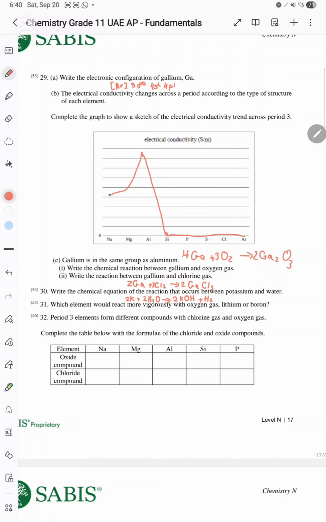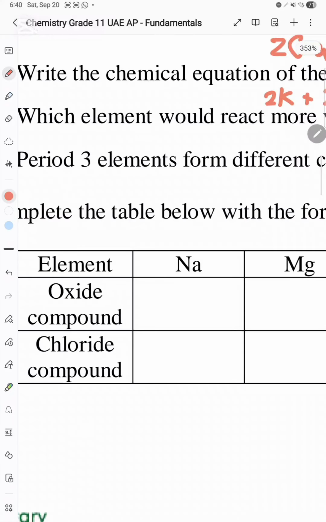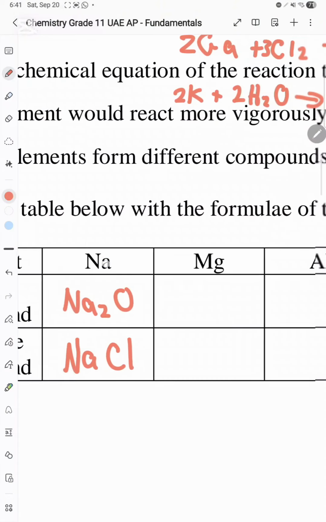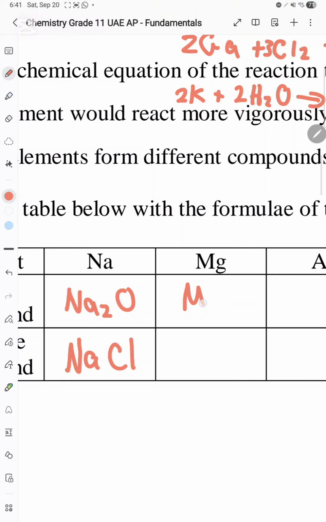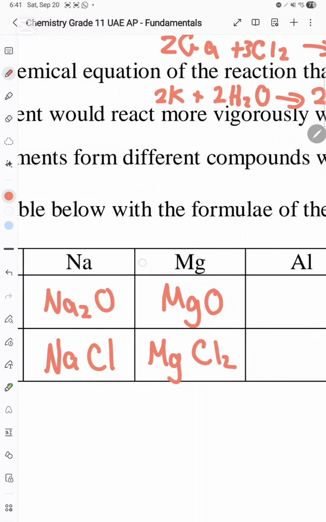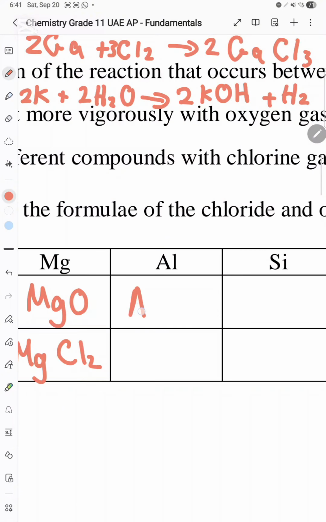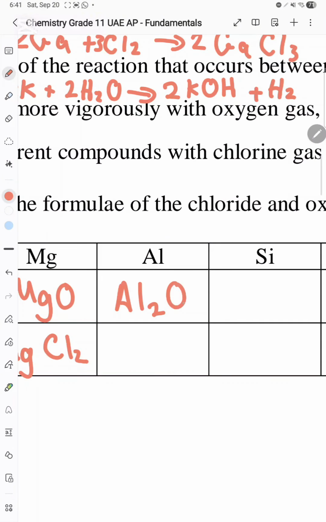Now 32, complete the table. The oxide is Na2O because O is 2- and Na is Na+. And it's NaCl. Mg is 2 plus and O is 2 minus, so they balance out, MgO. And Mg is 2 plus and Cl is Cl minus, so it's MgCl2. You do the crisscross method from last year. Al is 3 plus and O is 2 minus, so it's Al2O3.